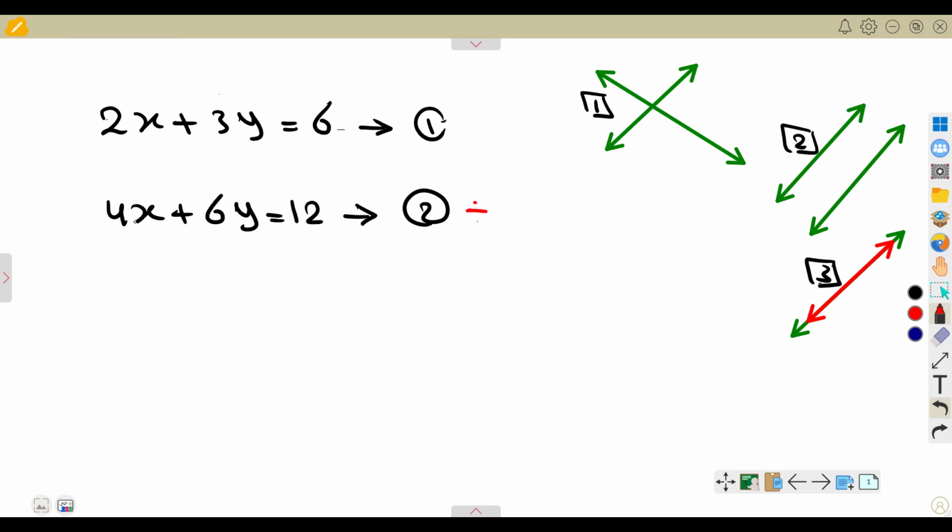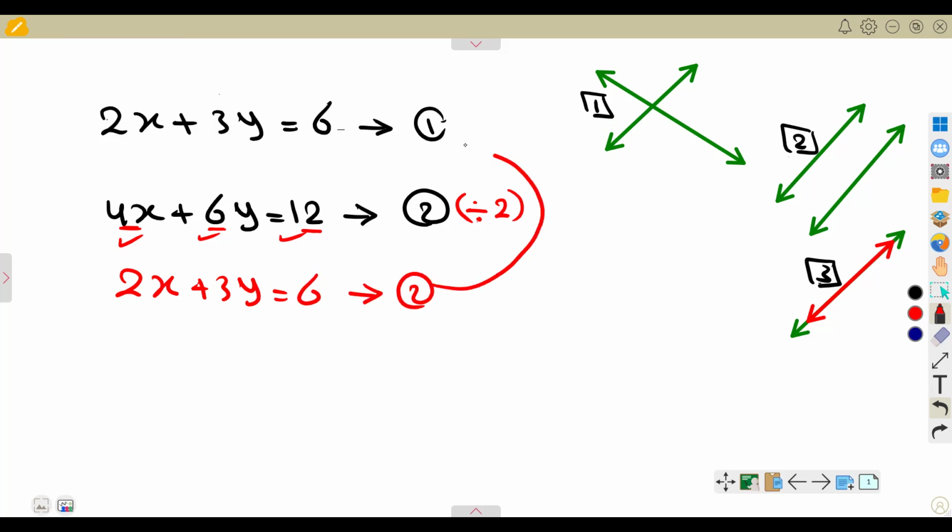Very good. What is the common factor between 4, 6, and 12? 2. So the whole equation can be divided by 2 to put it in the simplest form. When we divide this one by 2, it will be 2x plus 3y equals 6. It becomes the same equation. So they are the third case: coincide.